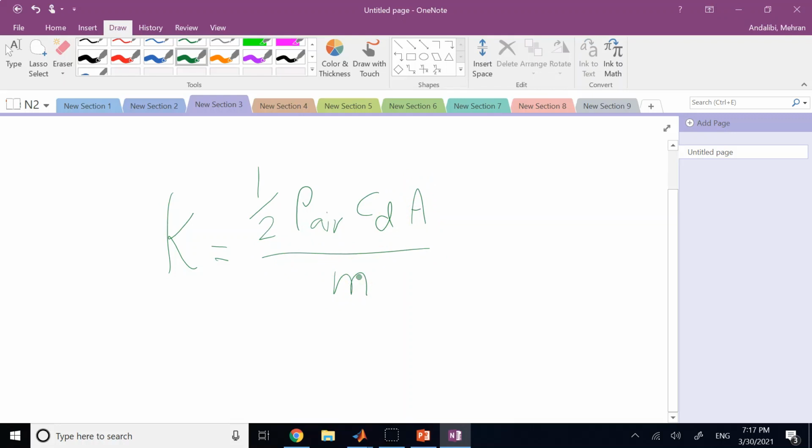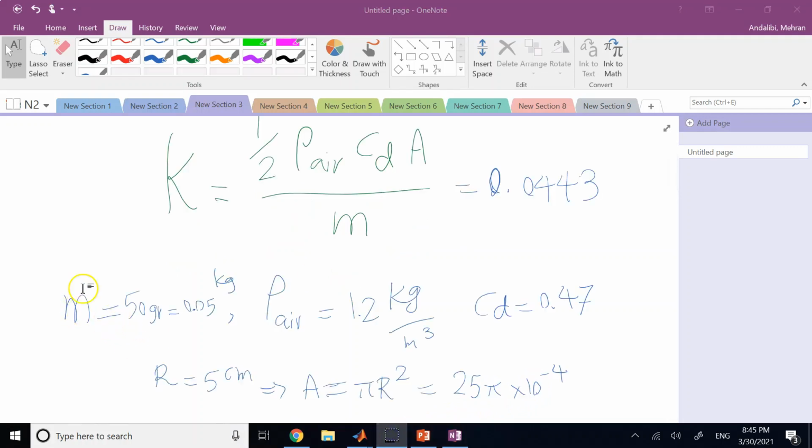Okay, so we need that, and we're going to come up with a number for this so that we can do a realistic simulation. So here I have plugged in some numbers. Assume that the projectile is about 50 grams, or 0.05 kilogram. The density of the air at normal conditions, like 20 degrees Celsius and sea level, is about 1.2 kilogram per meter cube.